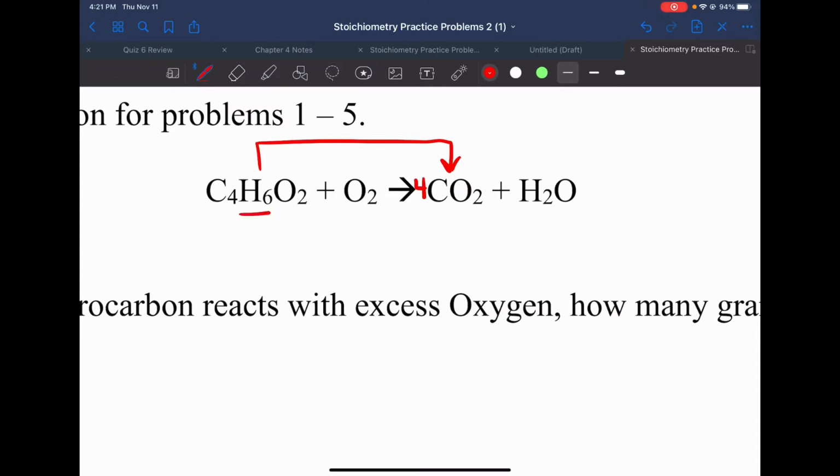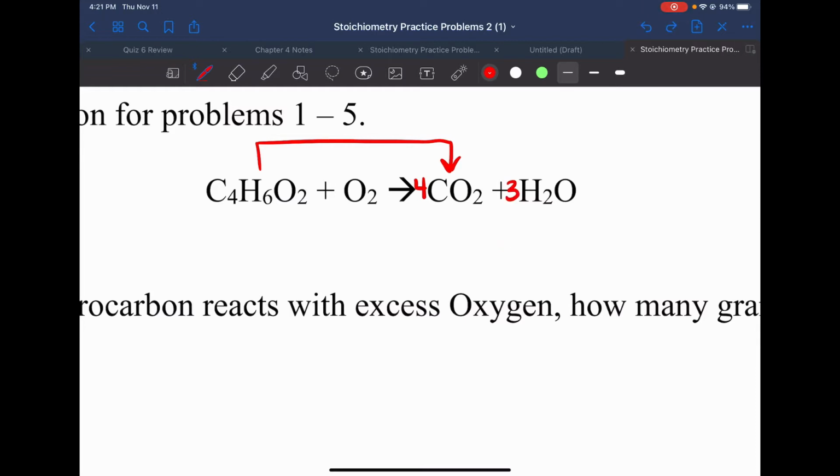Now our hydrogens is 6, and we have 2 hydrogens on this side. So how many hydrogens are we going to need, or what coefficient are we going to need in front of that water? 3, exactly, 3. So we have 4, 3, and our carbons and hydrogens are balanced. Now let's go ahead and do our oxygens. On our right side, we have 4 times 2, which is 8 oxygen, and 3 times 1, which is 3. So we have 11 oxygen total on our right side.